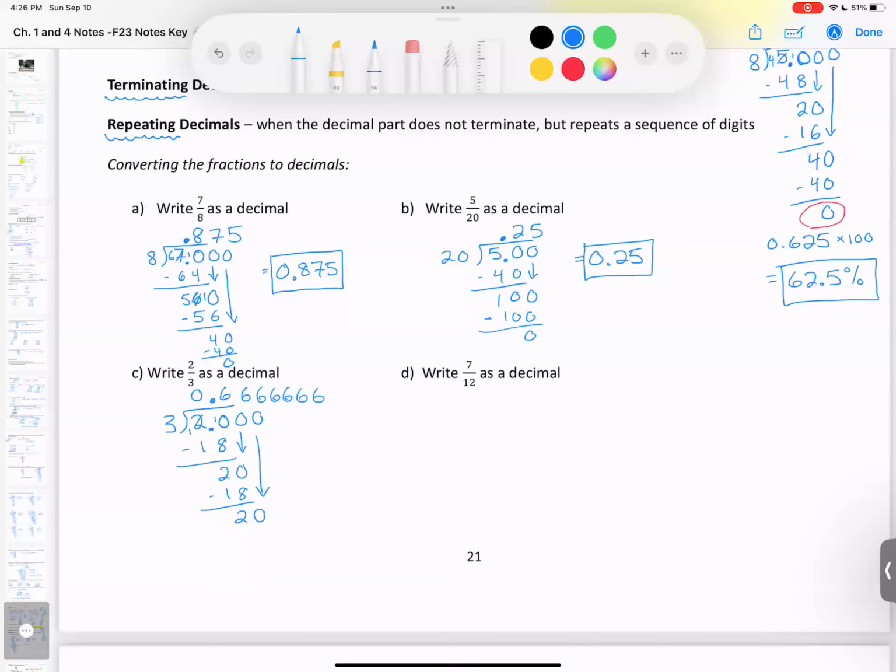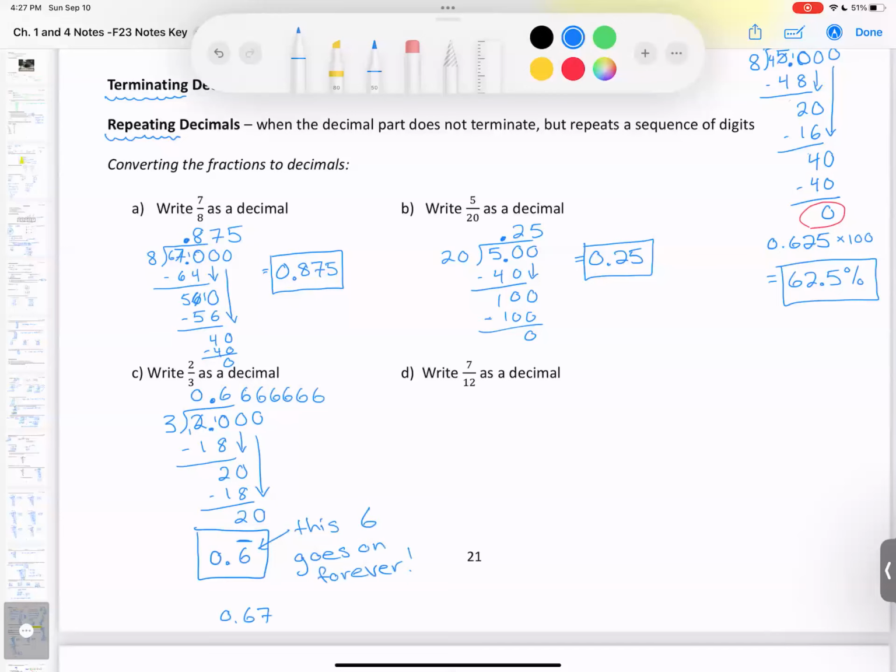So our answer is 0.666 for an infinite amount of 6s. It just goes on forever. So we can actually write this as 0.6 bar like that. That's a notation, which means this 6 goes on forever. You could also round this. So if you, for instance, were asked to round to the nearest hundredth, you could say your answer is 67 hundredths. All right, why don't you give the video a pause and try that next one?